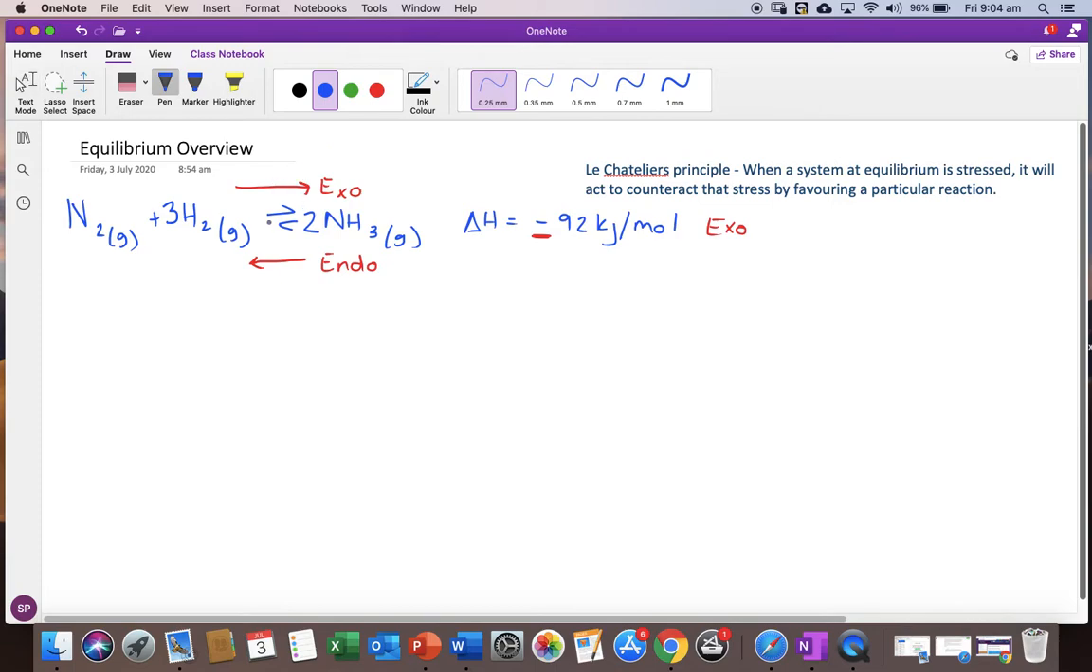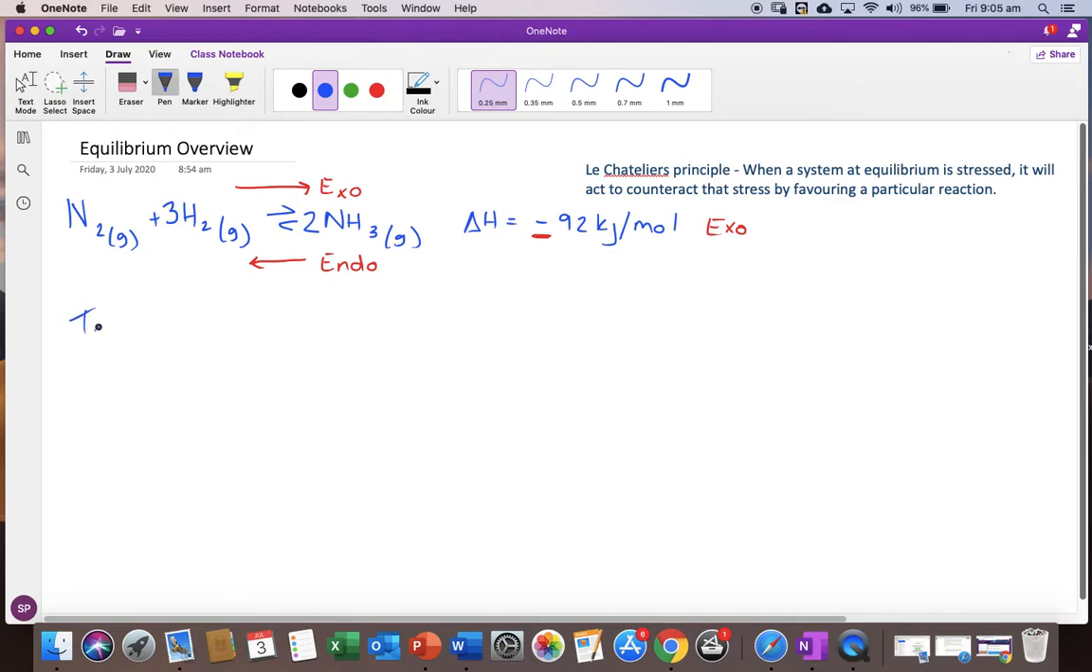If we talk about stresses that can be applied to a system, Le Chatelier's principle tells us that when this system is stressed, it is going to act to counteract that stress by favouring a particular reaction. It's kind of the idea of opposites. Because the forward reaction is exothermic, when the forward reaction is being favoured, the temperature of the surroundings will increase. When the reverse reaction is being favoured, the temperature of the surroundings will decrease.